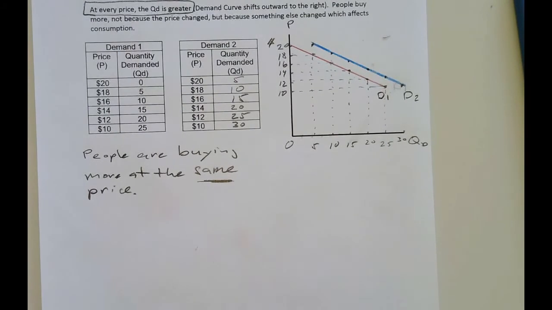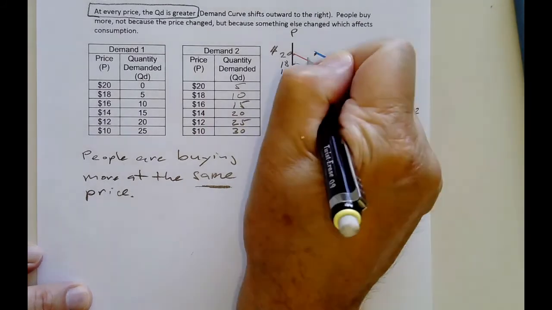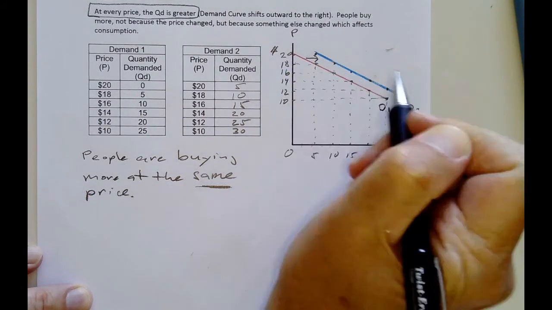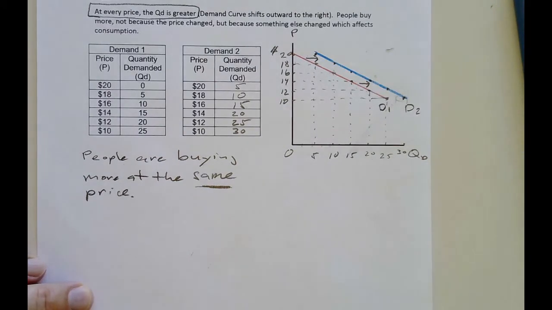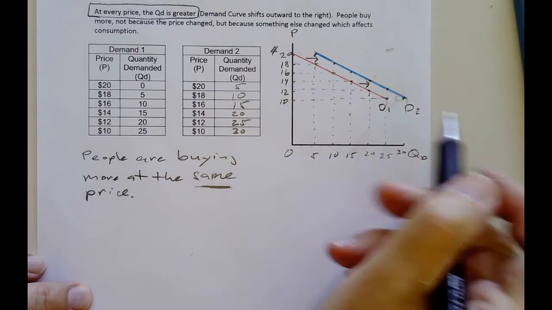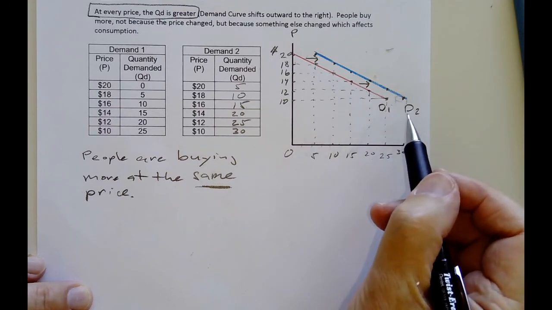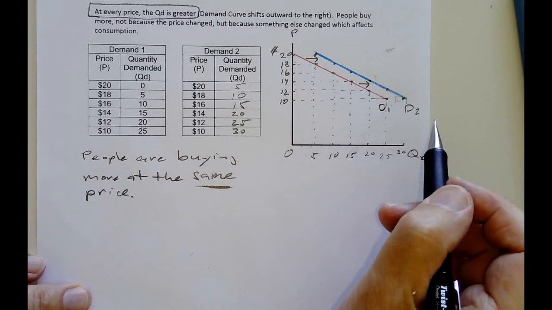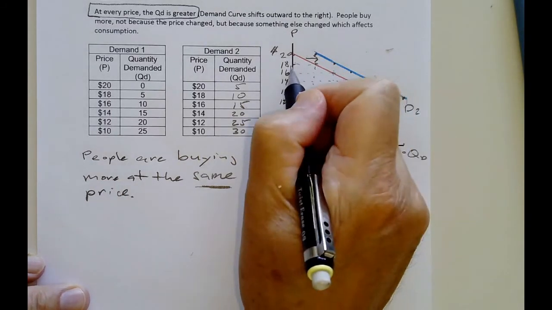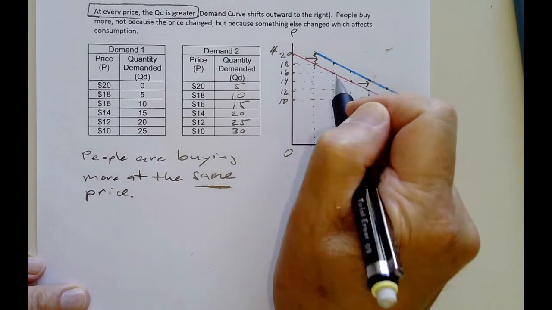What economists do to show which way demand is shifting, to make it clear, is use arrows like that. And that tells the reader very clearly that we're drawing a demand that's increasing. It's moving out to the right. So whenever demand moves out to the right, that's always an increase in demand, which means people are buying more at the same price. So for example, if the price were $18, they were buying 5. Now at the new demand, they're going to be buying 10.